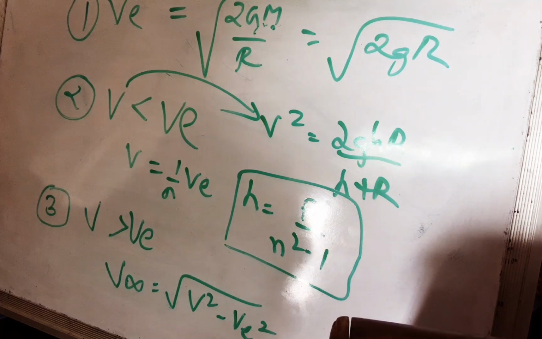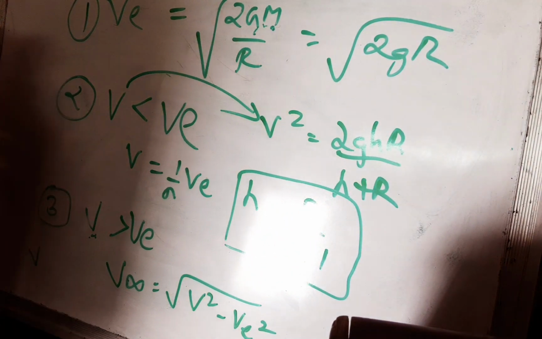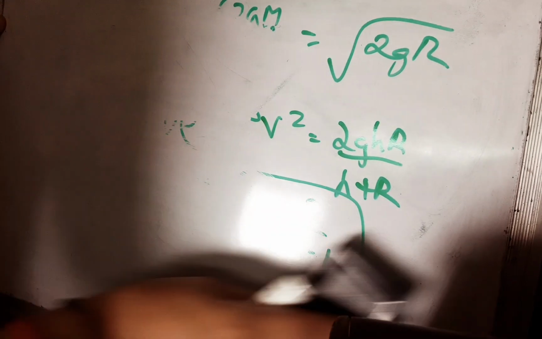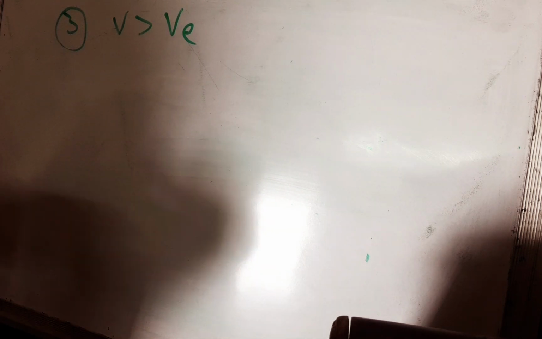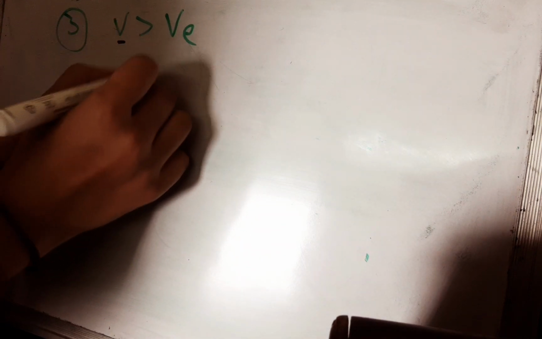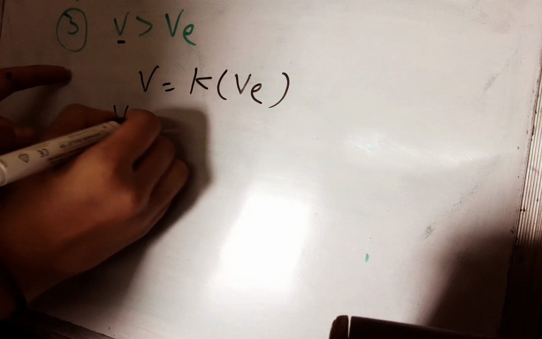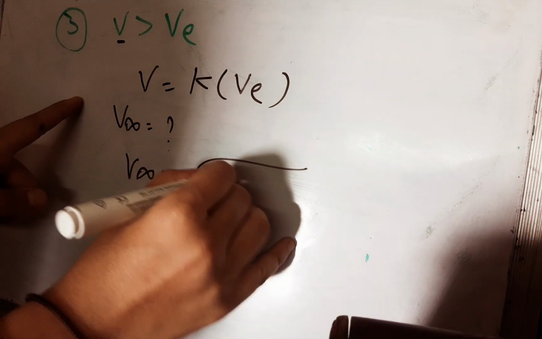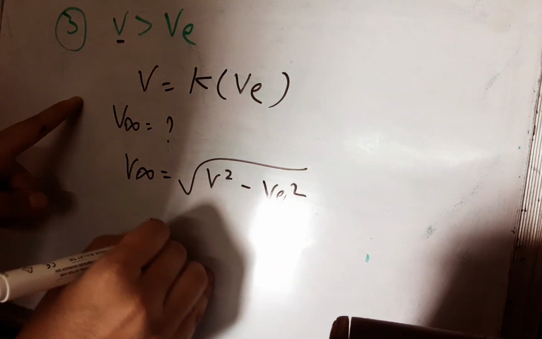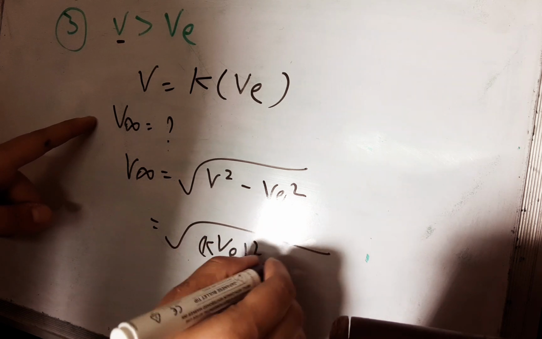Sometimes, I told you that case is very rare, in the third case, sometimes what they will give you is that your velocity is greater than escape velocity. Okay, fine, it is greater than escape velocity. But this velocity is equal to k times of escape velocity. Then what is v infinity? They will ask you. That time v infinity is equal to under root of v square minus Ve square. So instead of v square, I can put kVe whole square minus Ve square.